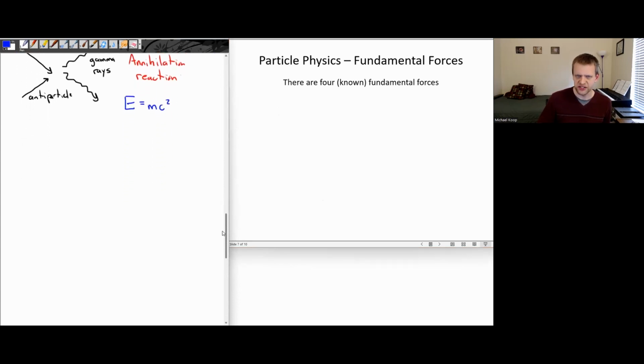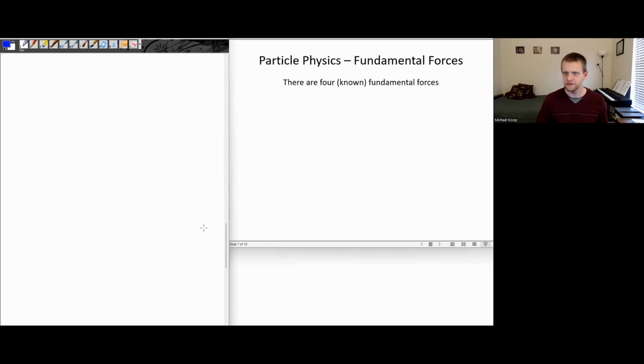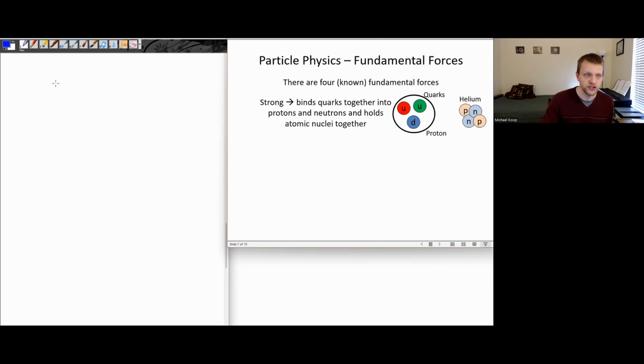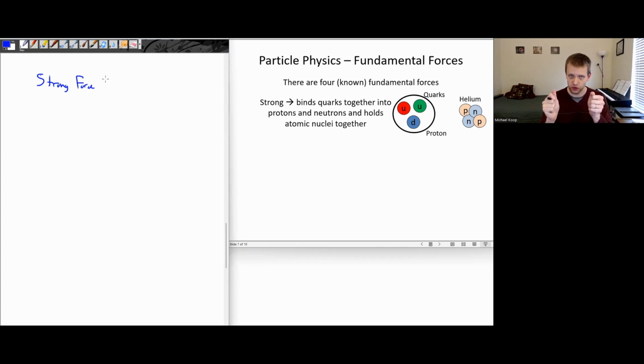I think this is one of the last things for talking about this particle physics stuff: talking about the fundamental forces. There are 4 known fundamental forces, forces that are not the result of any more basic forces. We've got the strong force. This binds quarks together. It is the force that actually allows the quarks to come together to form protons and neutrons and holds atomic nuclei together.